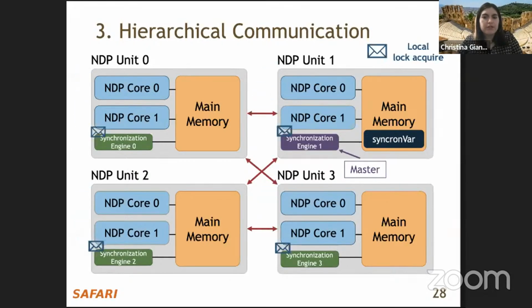NDP cores send their synchronization request to their local synchronization engine located at the same NDP unit with them. In the next level of communication, local synchronization engines communicate with the master synchronization engine by sending aggregated messages on behalf of all its local cores through the narrow, expensive links that connect the NDP units of the system.